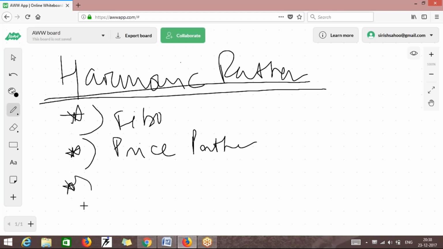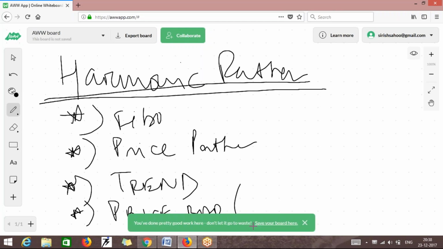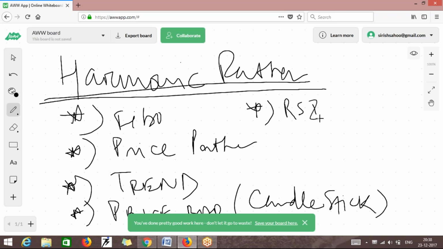The third thing is the trend. It itself is a technical analysis. It's not a tool, it's itself it. Then price bar, in the sense it takes candles itself, the single candlestick, how exactly they are behaving. And for a few confirmations we need RSI and even volume. So we will move straight away to harmonic pattern.